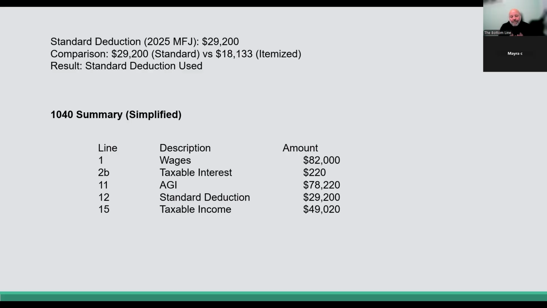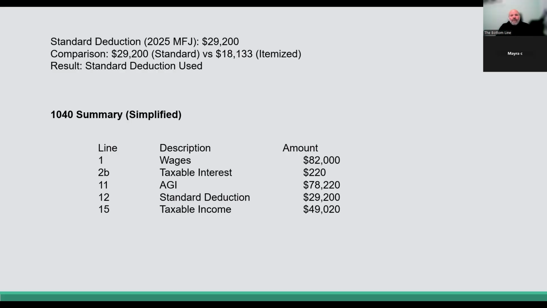Okay. Yes, you're right. The software will figure out the 7.5% of your AGI. It'll figure that out for you. You don't have to figure that. But I want you to understand it so you can explain it to your client if there's an issue.